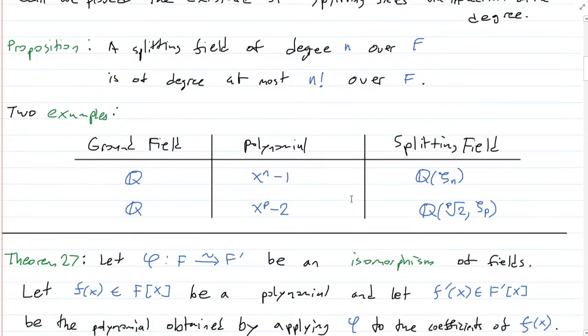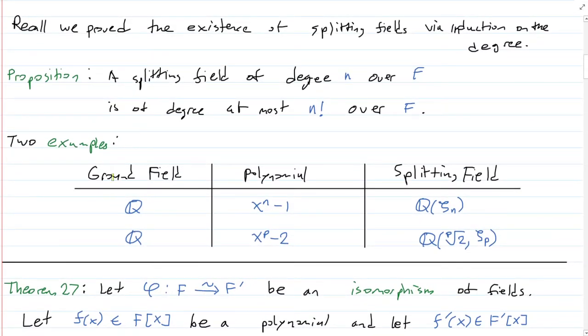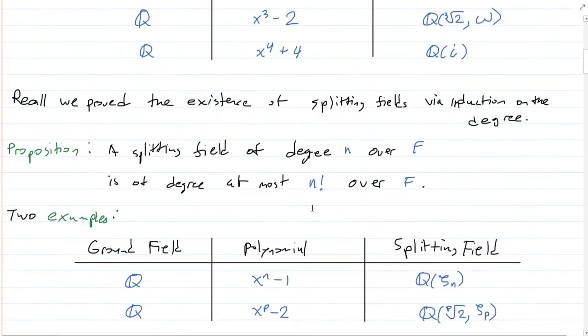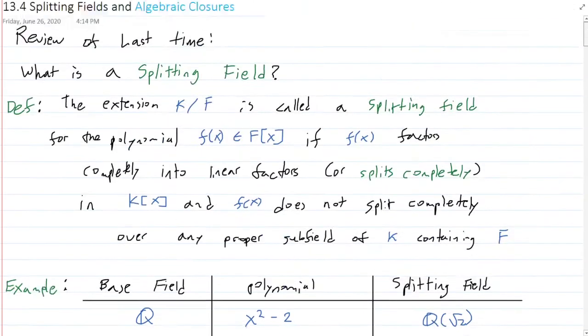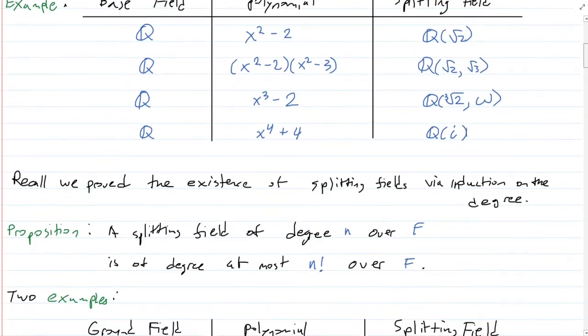Right. Okay. And finally, we had two examples. We had the splitting field of x to the n minus 1, which is called the nth cyclotomic field, and we had the splitting field of x to the p minus 2, which is this splitting field. You would adjoin the pth root of 2. This is a real positive root, and you would adjoin the pth root of unity. Okay. So this was all stuff from Wednesday. Are there any questions about this?